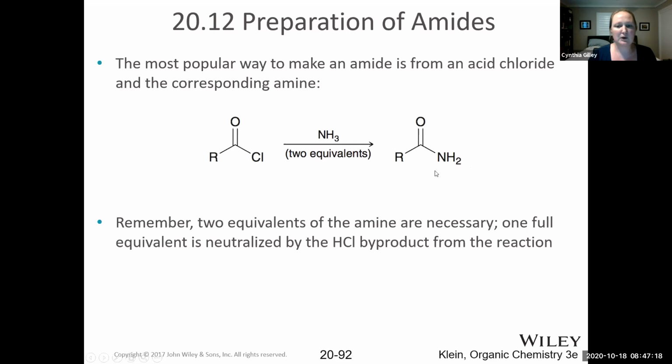If I want to make a primary amide, I would use ammonia. And I can either use 2 equivalents or 1 equivalent of ammonia and 1 equivalent of pyridine. One, again, will act as a nucleophile, the other acts as a base to mop up the HCl byproduct.